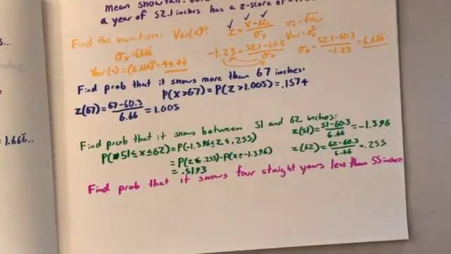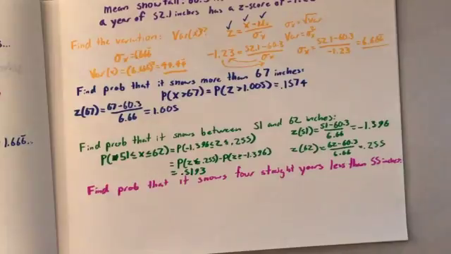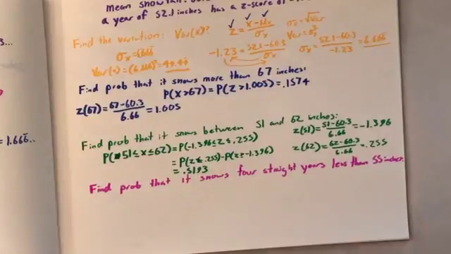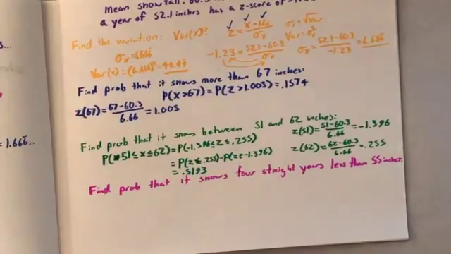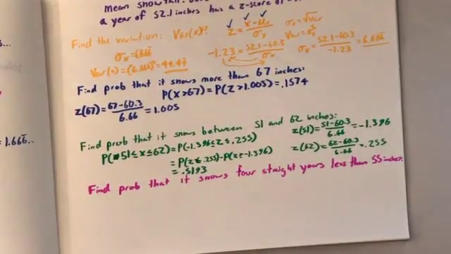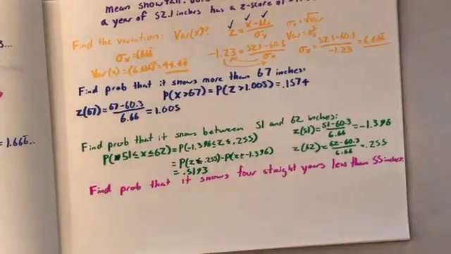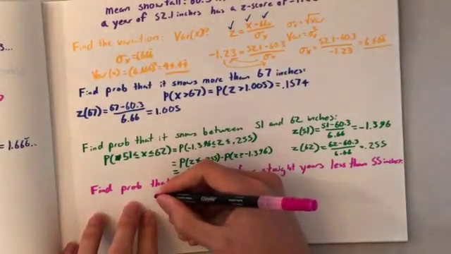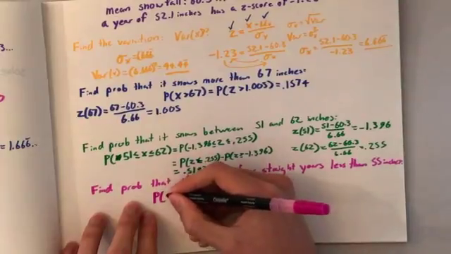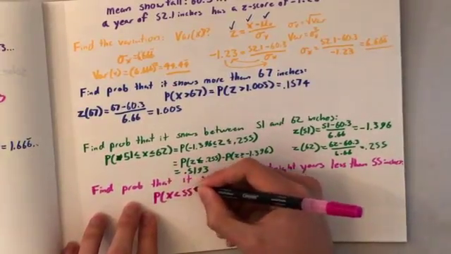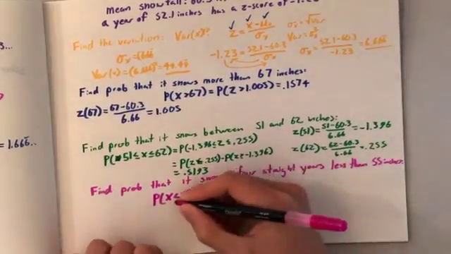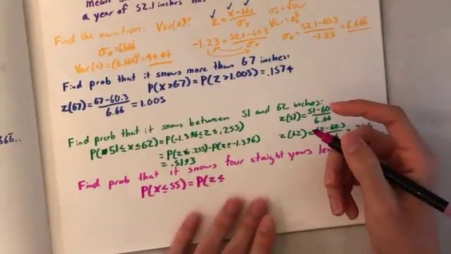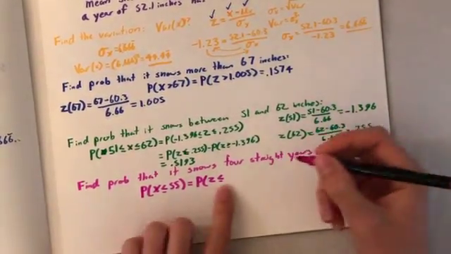Finally, this problem is a little bit of a throwback to the last section of chapter 5. So we want to know the probability that it snows less than 55 inches 4 straight years. And it doesn't say here, but the snowfalls we're going to assume are independent. So first of all, we need to find the probability that it snows less than 55 inches in any given year. So we find the probability that x is less than 55. It's going to be equal to the probability that z is less than or equal to, it doesn't matter for these normal variables actually.